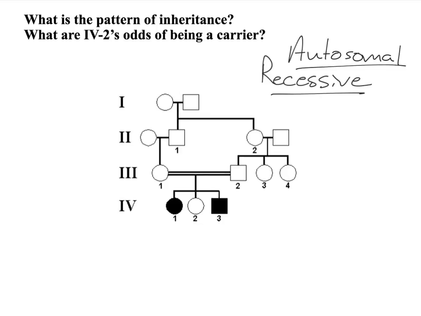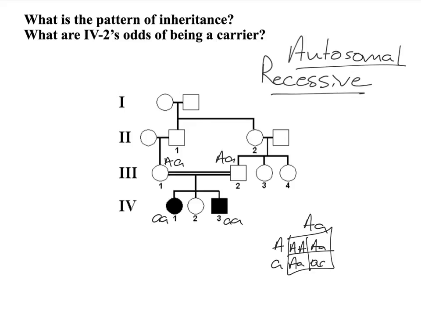Now, the question is, what is 4-2's odds of being a carrier? It's autosomal recessive, which means that this person is little a, little a. These parents must each have a little a, and they must each have a big A. So if we break it down, big A, little a, big A, little a, and we do the Punnett square quickly, you can do it pretty quickly. And what are the chances of being a carrier, being heterozygote? It's about 50%. So it's a 50% chance that this person is a carrier. And remember, carrier means heterozygote.